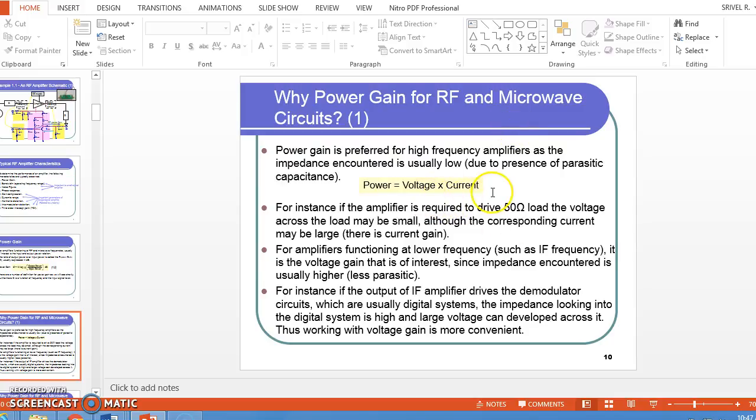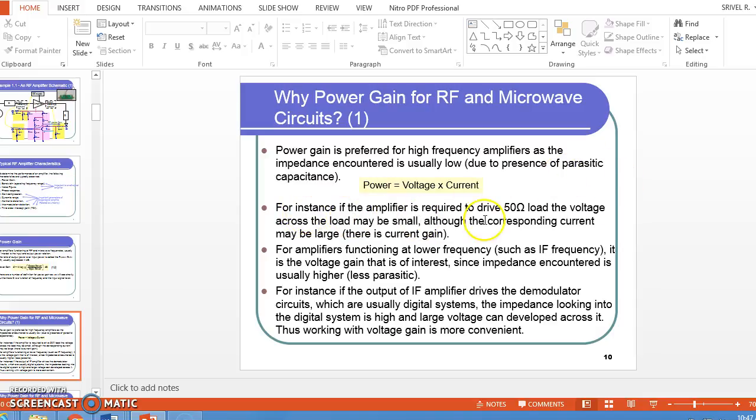Normally, power is equal to V into I. Power gain is preferred for high frequency amplifiers, as the impedance encountered is usually low, due to parasitic capacitance. For high frequency, we consider the parasitic capacitance. That capacitance will have a reactance with respect to the frequency, so it will affect the power. Power will usually be low when we consider the parasitic capacitance.